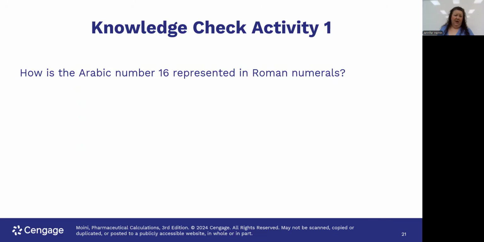So we're given a knowledge check here. How is the Arabic number 16 represented in Roman numerals? Give you just a moment to think about that.